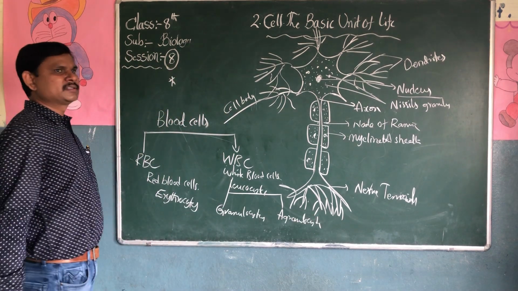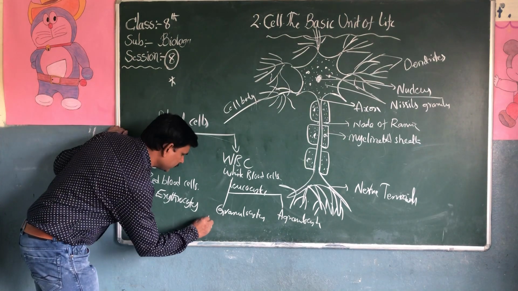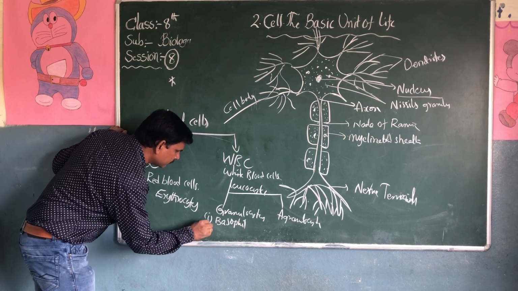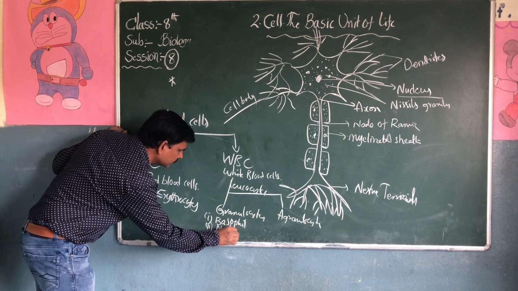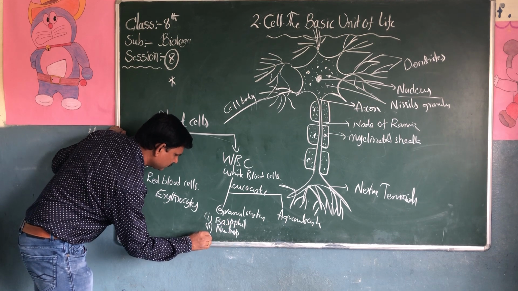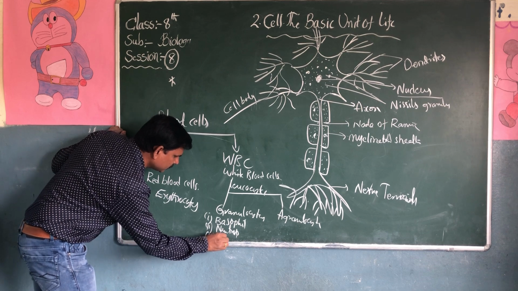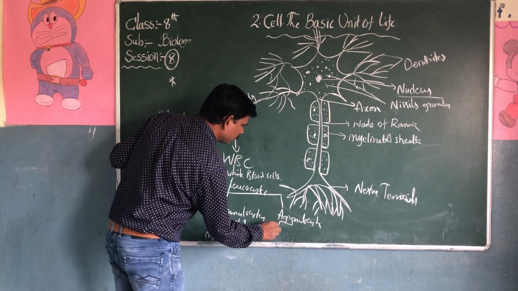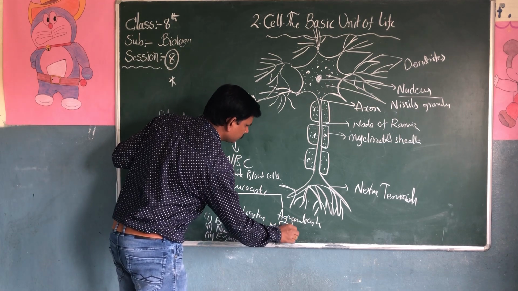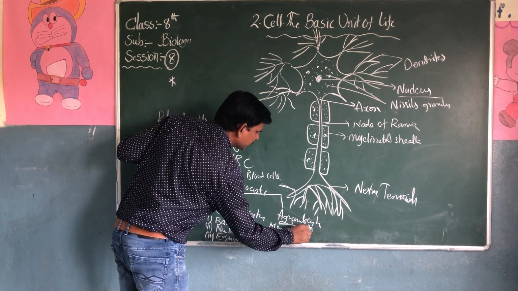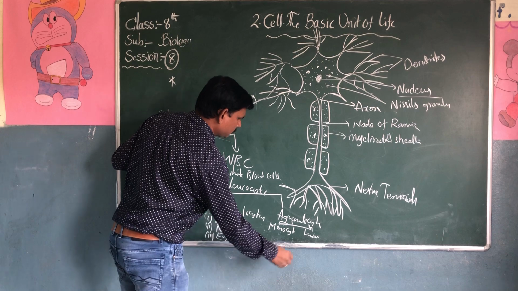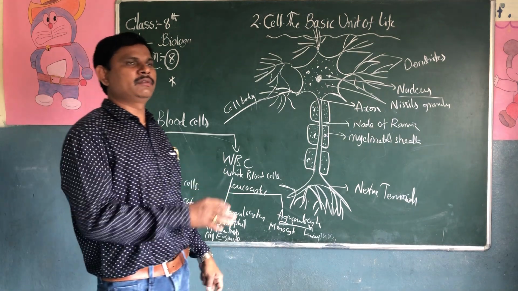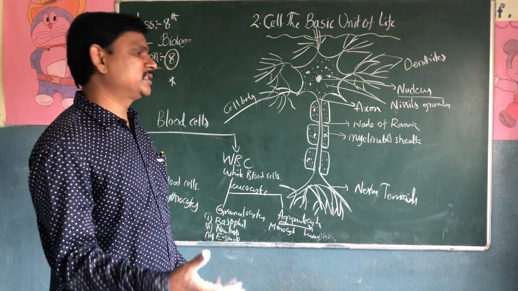Granulocytes are of three types. One is basophils. The second one is neutrophils. The third one is eosinophils. Agranulocytes are two: one is monocytes and the other is lymphocytes. Monocytes and lymphocytes are very important. We will discuss them again in 9th class and 10th class.